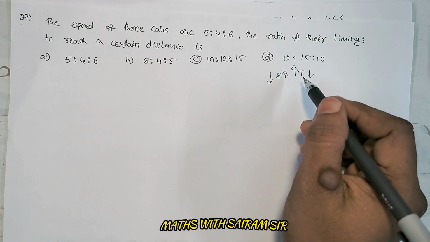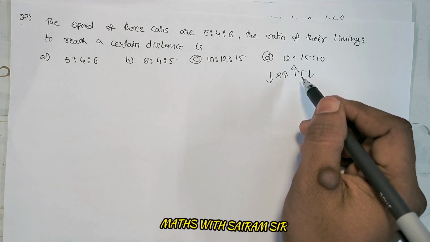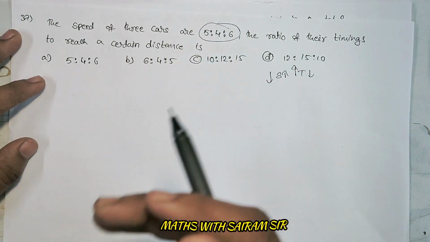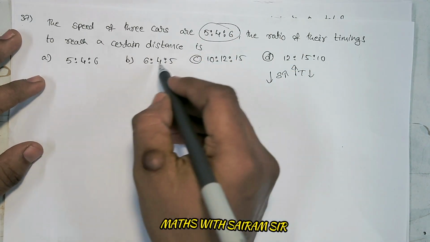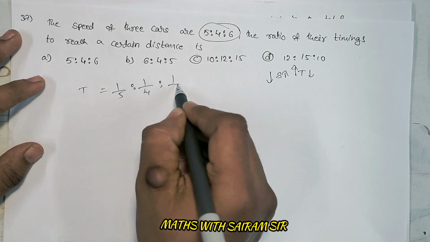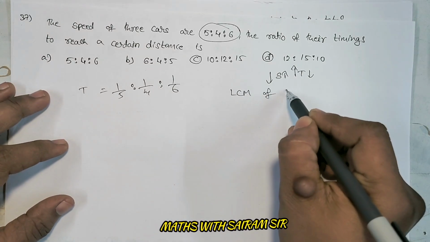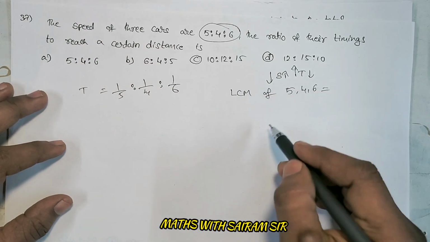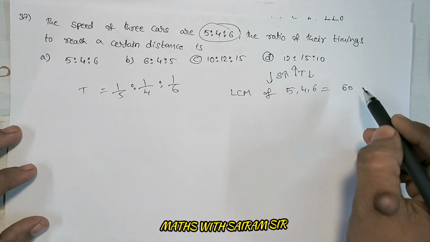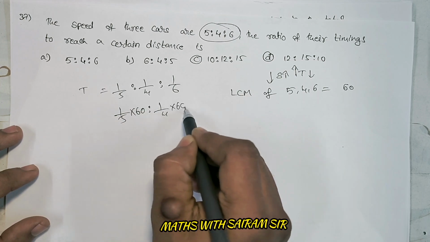So since the speed ratio is given, to get the time ratio we need to take the inverse ratio of all of these. If the speed ratio is 5:4:6, then the time ratio will be 1/5:1/4:1/6, but the answer is not in this form. So for that, what do we need to take? We need to take the LCM of 5, 4, 6. The LCM of 5, 4, 6 is 60. So if you multiply each term by 60 and simplify, you will get the answer.